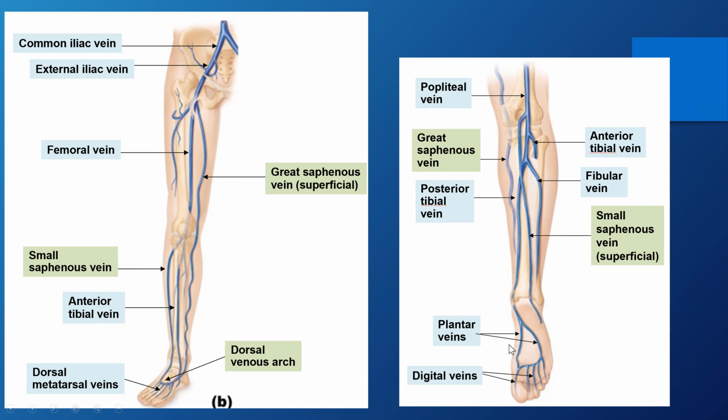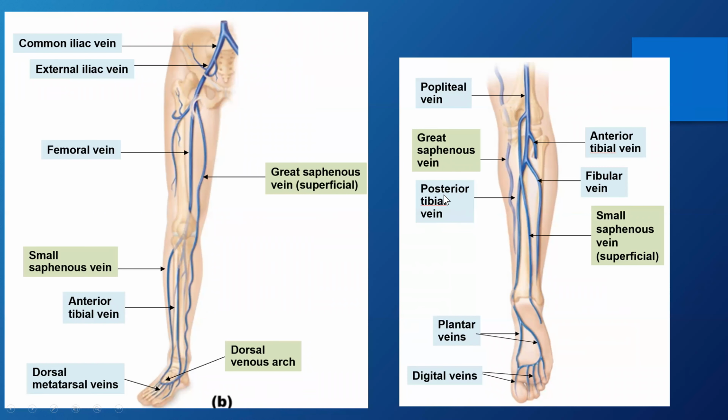And from the plantar part of your foot, we have digital veins, we have plantar veins, and they come together to form the popliteal vein in the popliteal region. And then the popliteal vein becomes femoral vein, femoral external iliac, and we have internal iliac over here that together will form common iliac vein.